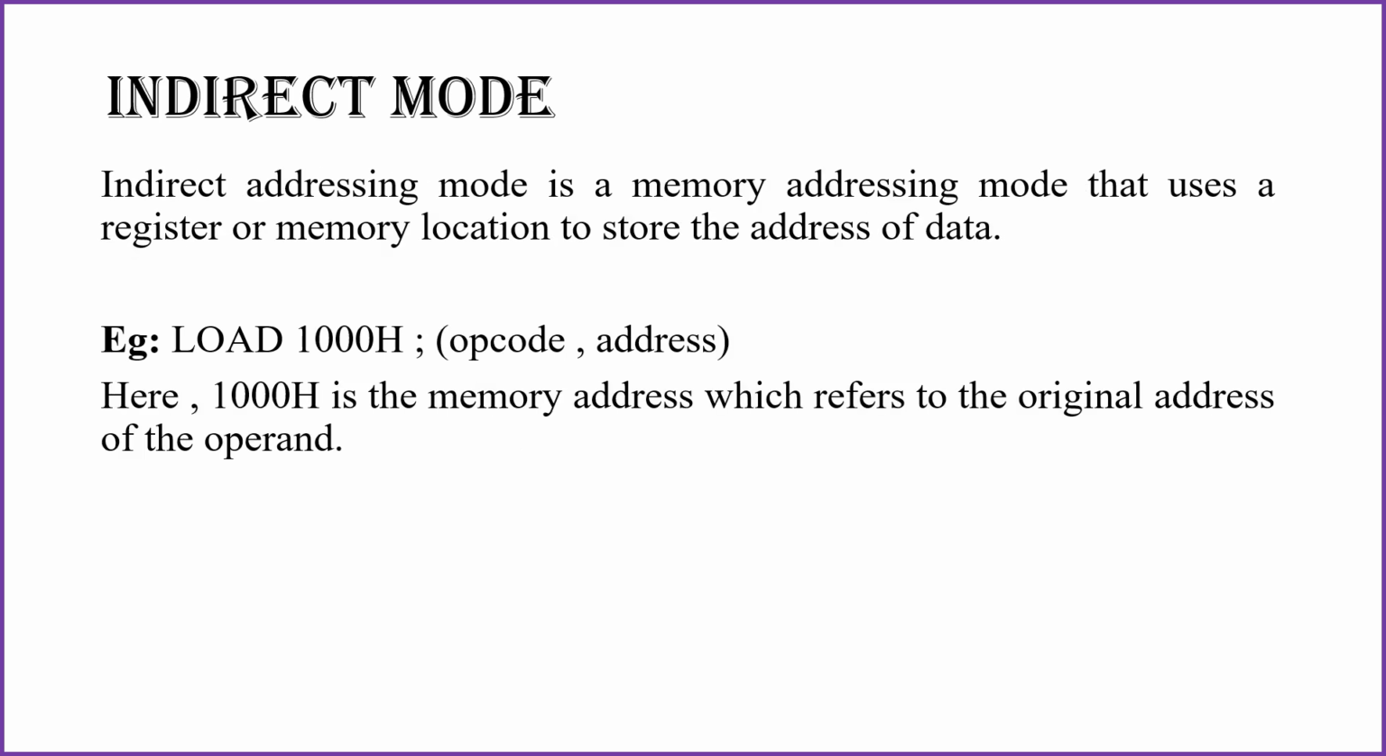The next addressing mode is the indirect addressing mode. In the indirect addressing mode, the instruction specifies the register or another memory address which contains the original address of the operand. So the CPU first fetches this address, then moves to the original address of the operand and fetches the value from there. The example instruction given here is load @1000H. So 1000H refers to the memory address which holds the original address of the operand, and the value will be fetched from the original address and loaded into the register.